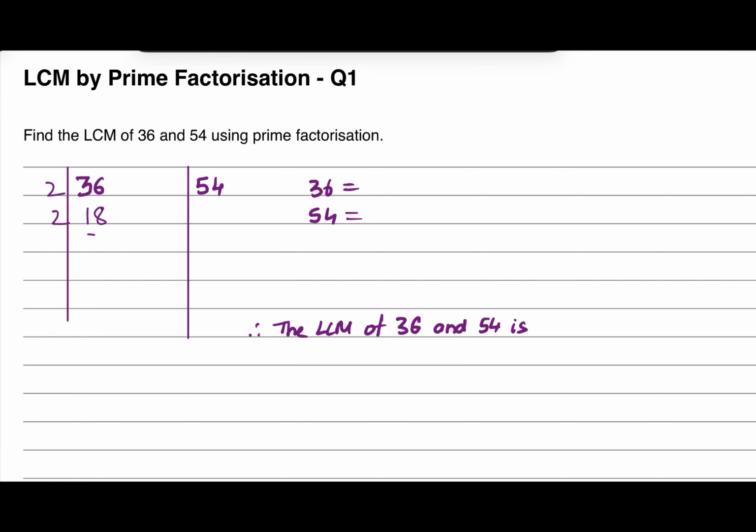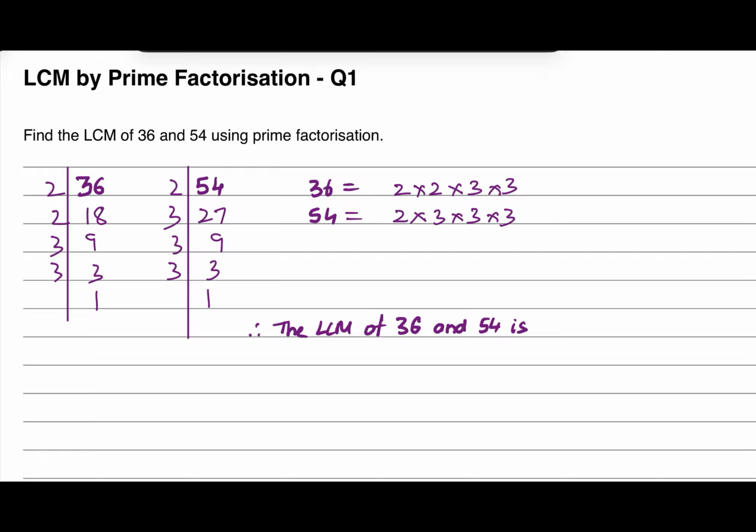2 18s are, 2 9s are, 3 3s are 9, 3 1s are 3. 2 into 27, 3 9s are 27, 3 3s are 9, 3 1s are 3. Okay, so we have 2 2s and 2 3s over here. Then we have 1 2 and 3 3s.